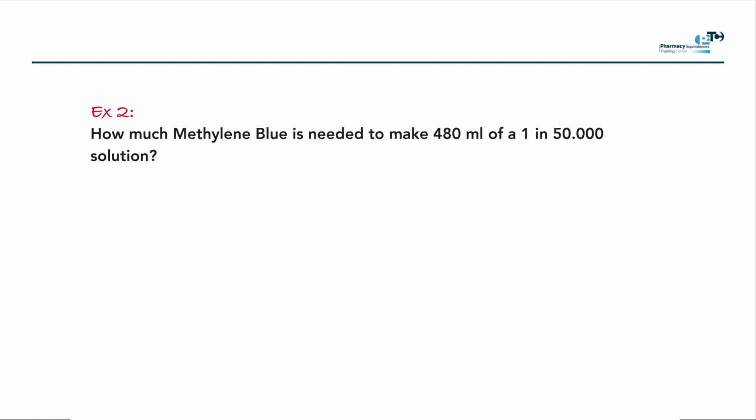Example number 2. How much methylene blue is needed to make 480 milliliters of a 1 in 50,000 solution? Here in this example, the first step is knowing the meaning of a 1 in 50,000 solution. It is 1 gram in 50,000 milliliters: 1 gram of the solute in 50,000 milliliters of the solvent or the solution.